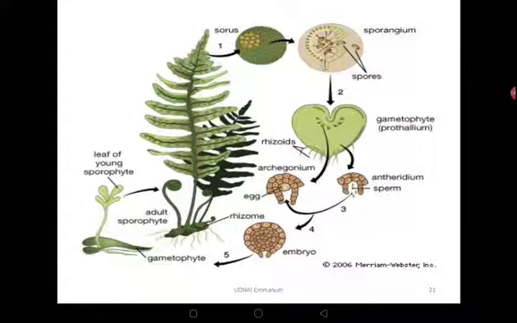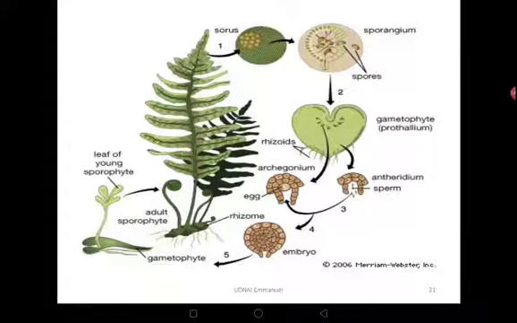Yes. From the sorus, the sporangium, spores have been produced. Spores will germinate into the gametophyte called the prothallus. The gametophyte bears the antheridia and archegonia. The antheridia produce sperms, the archegonia produce the eggs, and then the sperms will fuse with the egg.